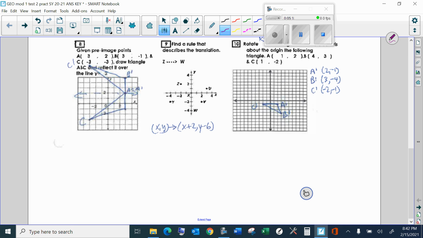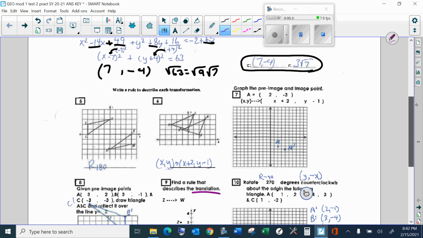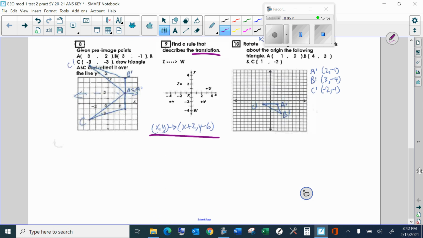All right, write a translation rule that describes that translation. So a translation rule again is x comma y. You've already written it up on number 6, and you see it on 7. Done for you. How do I get from Z to W? I went right 2. I went down 6. So there's right 2 and down 6 right there. X comma y maps onto x plus 2, y minus 6. Should be free points. Your ability to count. You know what a translation rule looks like.